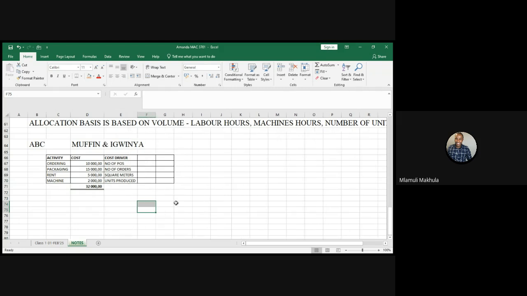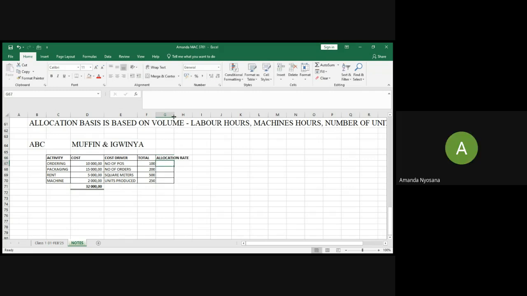And then on top of that, my friend, we'll want to know the total number of purchase orders that were raised for both your muffin and the vetkoek, let's say it was 100. For packaging, number of orders, let's say 200. Rent, total square meters, as an example, 500. And number of units produced, let's say 250. So this is your total cost driver.